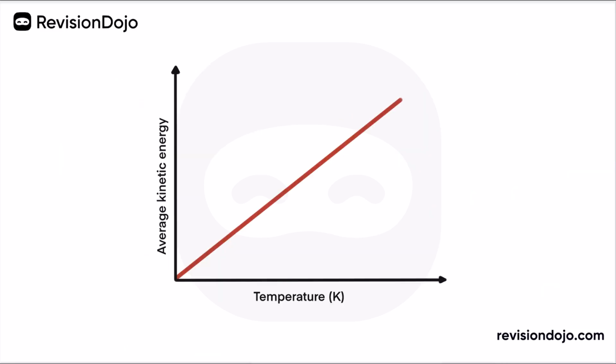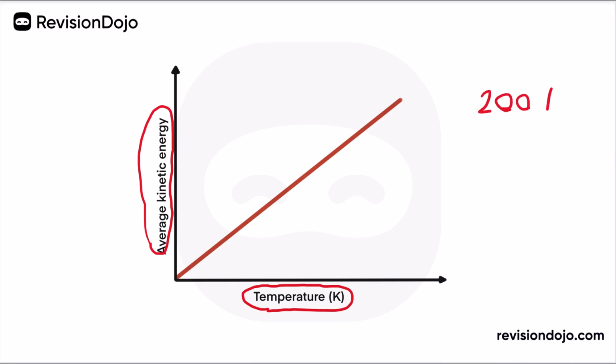Next we have the relationship between average kinetic energy, which is on the y-axis of this graph, and temperature in Kelvin, which is on the x-axis. As we can see from the graph, the temperature in Kelvin is directly proportional to the average kinetic energy of a substance. Let's say you have two substances, one at 200 Kelvin and one at 400 Kelvin. Then the substance at 400 Kelvin has double the average kinetic energy of the substance at 200 Kelvin. So it's a directly proportional relationship between temperature in Kelvin and the average kinetic energy of the particles.